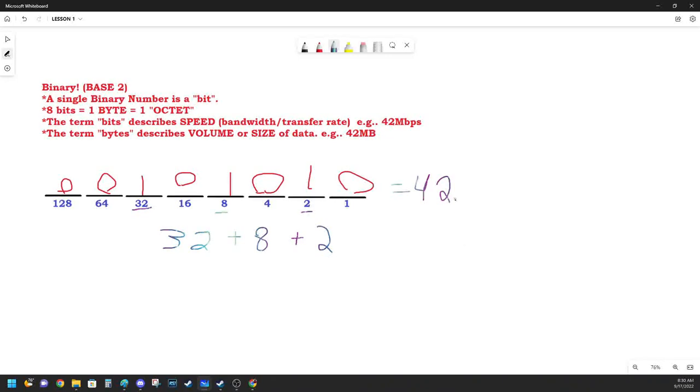Does everyone see how I got the number 42? Or do we need any clarification? So it's just turning on or off a number, like a light switch. Exactly, yeah. Exactly right. If there's a 1, the light switch is on, you have that number. If there's a 0, you don't have it, so you don't add it.